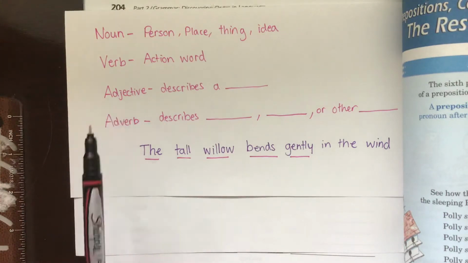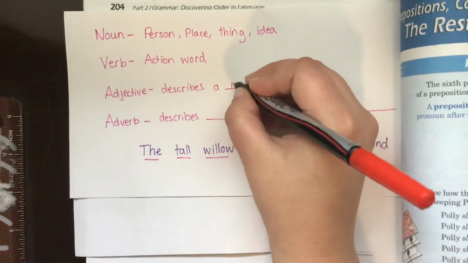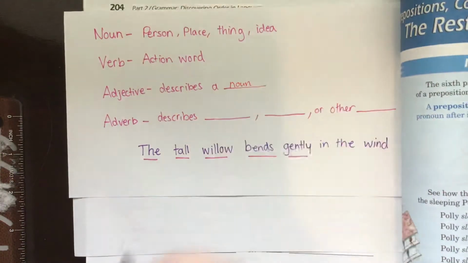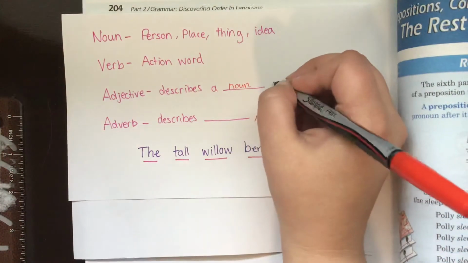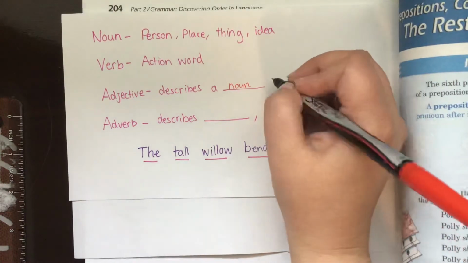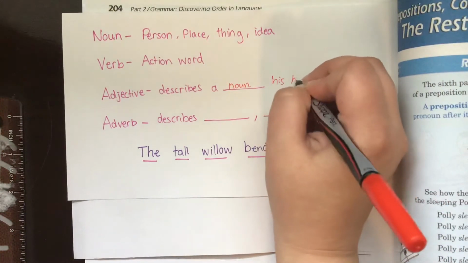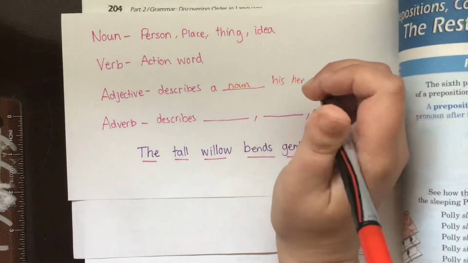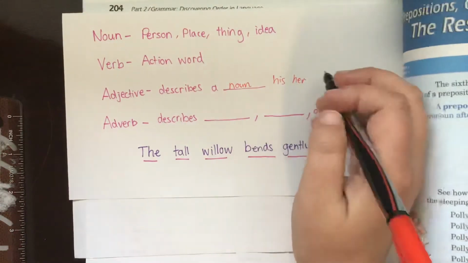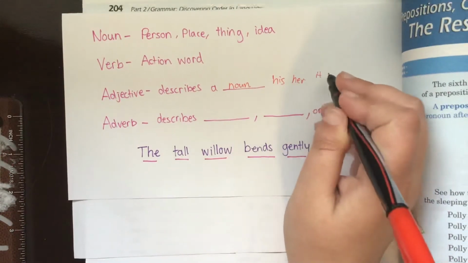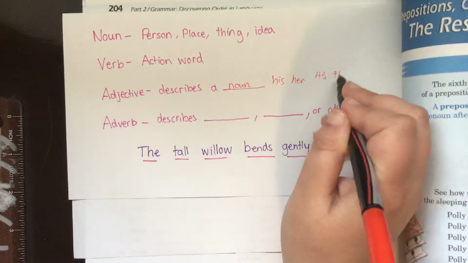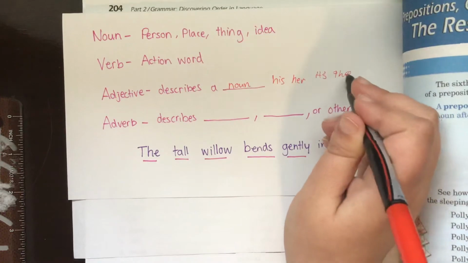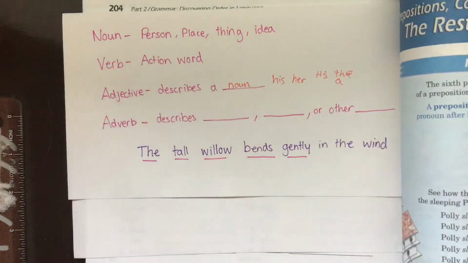An adjective always describes a noun, so it describes a person, a place, a thing, or an idea. That is the only thing an adjective can describe. Sometimes adjectives can be things like, oh, this belongs to him, so it could be something like his, her, those sort of words. Also, adjectives involve articles like it and the, or a, or any of those. Those are types of articles.